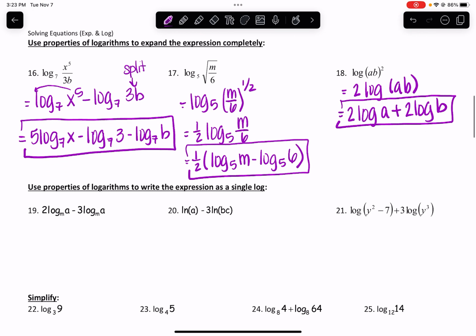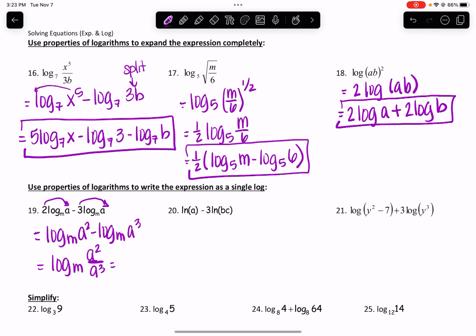Okay, now we're going to simplify. In other words, write it as 1. So I move this 2 up and move this 3 up. Log base m of a squared minus log base m of, actually, a cubed. And then you could say log base m of a squared divided by a cubed, which would equal log base m of 1 over a. You could definitely go that route.